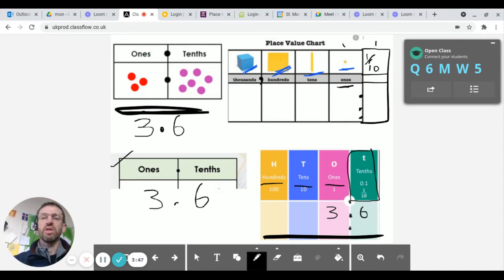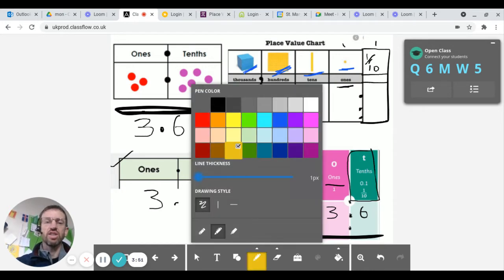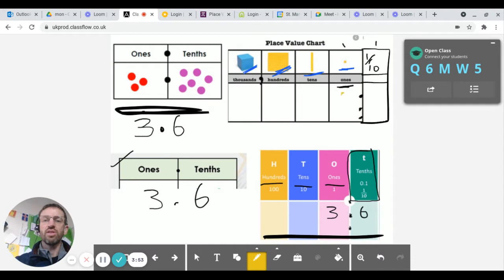Let's put this in here as well. We could have 3. If I get my yellow pen, let's get a darkish yellow. So we could have 3 little squares, 3 little ones, and we could have our tenths as well. I don't know how we'd write those, so we just have to write the number 6. We don't really put those into pictures. So 3.6.